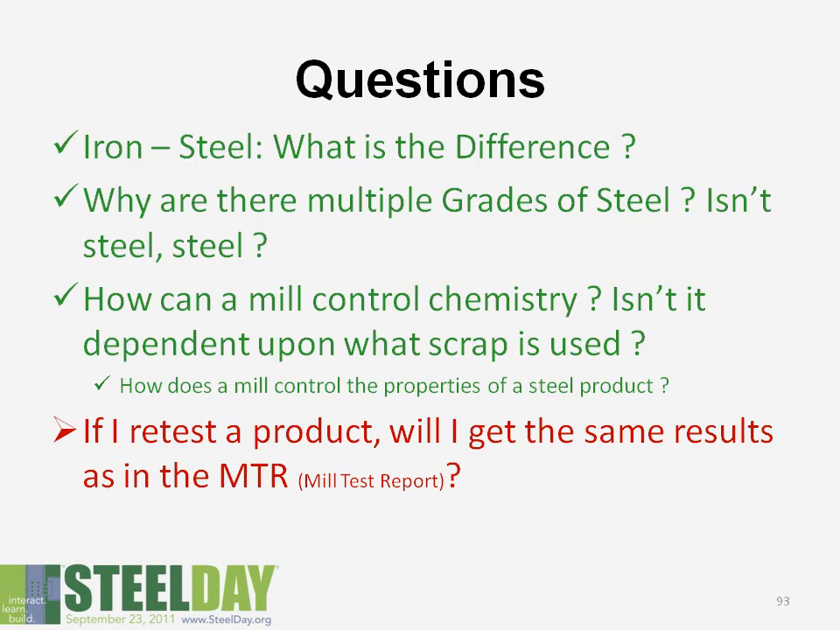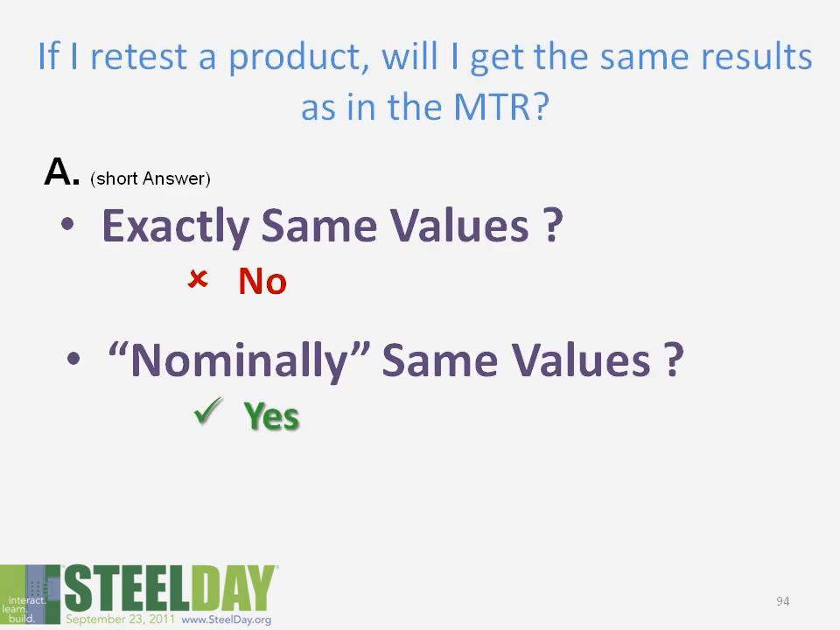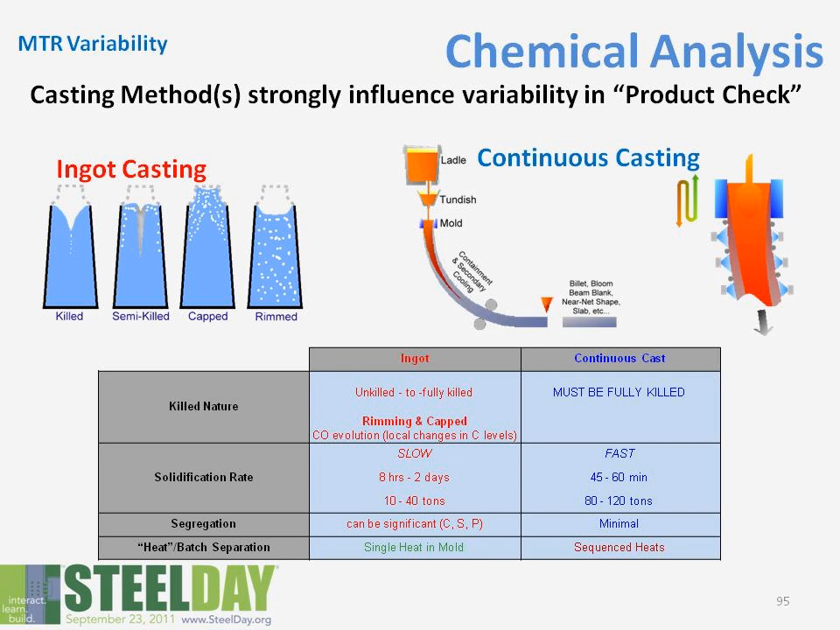Last question. If I retest the product, will I get the same results as in the mill test report? Well, very simple answer. The exact same values? No. Nominal values? Yes. Well, why is that? Let's look at what we'll get from a chemical standpoint.